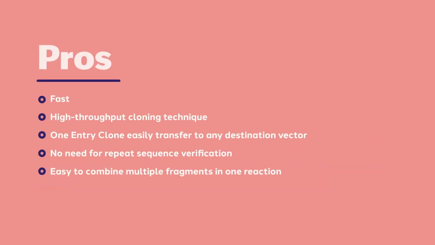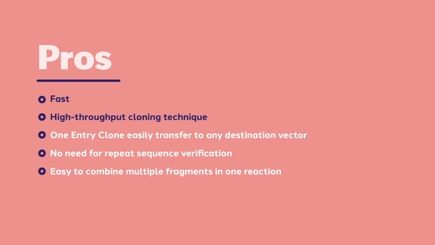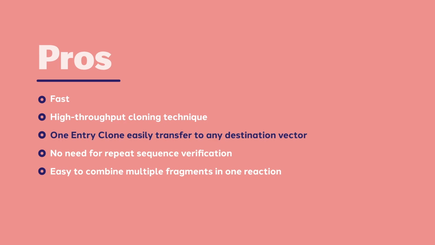The first advantage to discuss with regard to gateway cloning is its relative speed. Gateway is fast. The BP and LR reactions are considered complete in 5 minutes. In addition, the entire system relies on only 2 enzyme mixtures. This makes the system very high throughput. One entry clone can easily be adapted by transferring to different destination vectors.